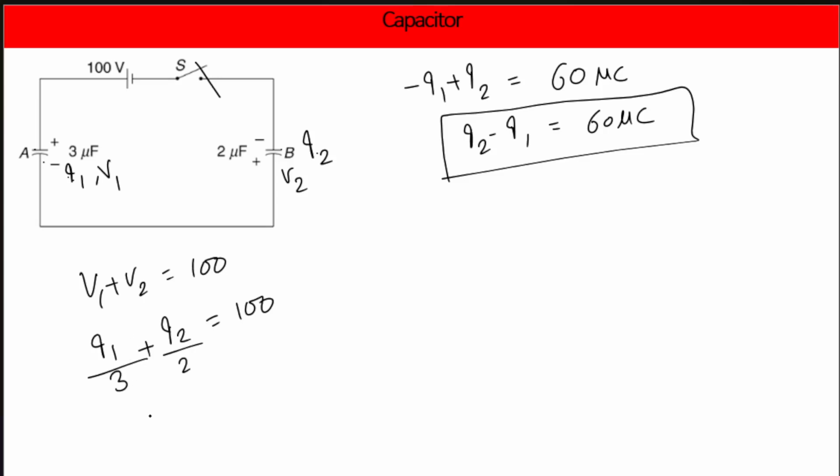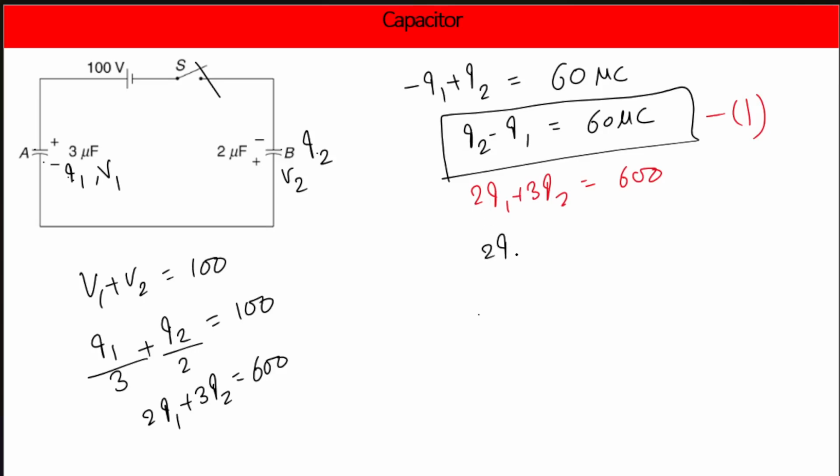So from here you can write 2Q1 plus 3Q2 is equal to 600. So we are getting two equations. This is the first one and this is the second one: 2Q1 plus 3Q2 is equal to 600. Let us do some changes. In equation 1, let us multiply by 2. If you multiply it with 2, you will get 2Q2 minus 2Q1 is equal to 120. And now let us add these two.